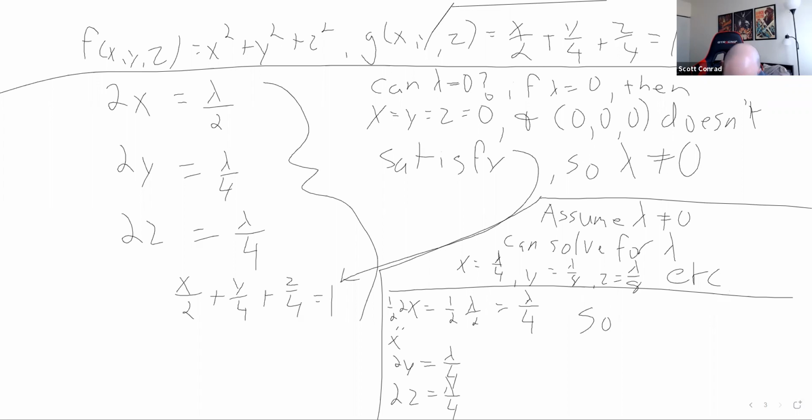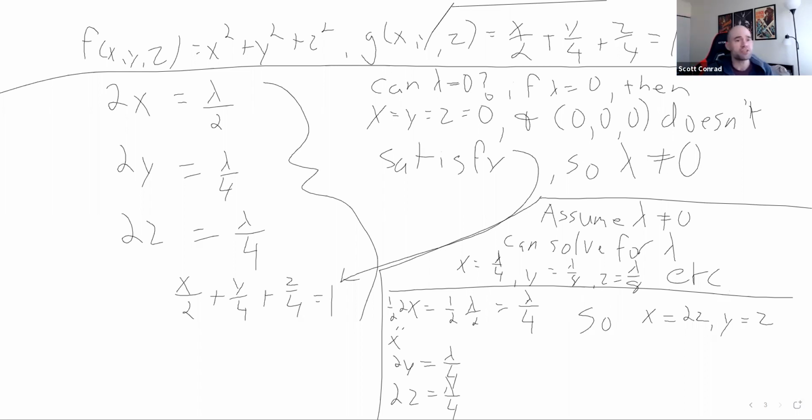So let's write them all in terms of z. X is equal to 2z. And we also have 2y equals 2z. In other words, y is equal to z. Does everyone see this? What we're doing is writing x and y in terms of z.